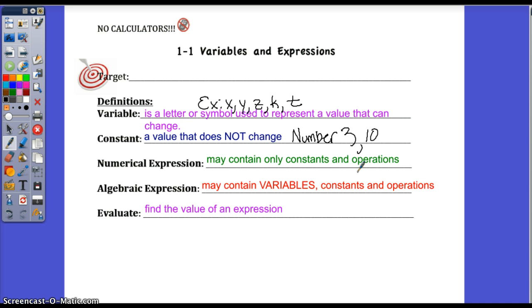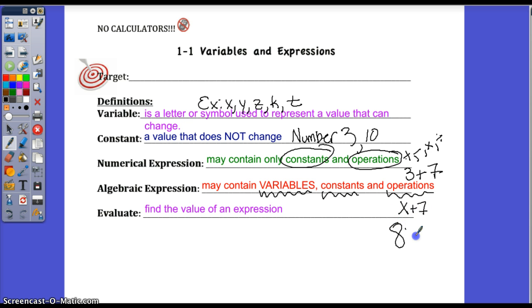A numerical expression may contain constants and operations. Operations are going to be plus, minus, times, divide. So an example of a numerical expression might be 3 plus 7. Notice it's all constants. Where we start using variables is in an algebraic expression because it contains variables, constants, and operations. So this is where you might get x plus 7. Make sure if you're using multiplication, you would want to write 8x. You always want to have your number first, and it's called your coefficient.